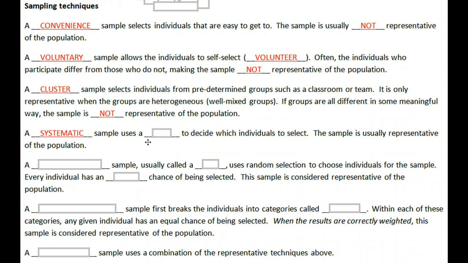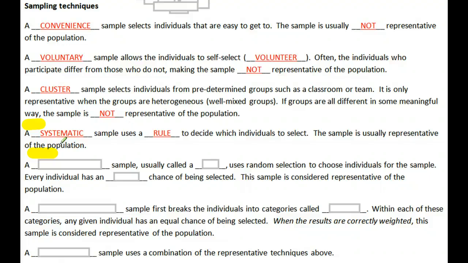Next one is a systematic sample, and it uses a rule to determine which individuals to select. This sample is usually representative of the population. Now we're starting to get into some of the better techniques. A systematic sample here, when it says it uses a rule, basically what it does most of the time is it counts every, let's say, 7th person that walks by, or every 12th person that signs up on the sheet, or something like that. It's some predetermined rule that keeps track of every so many people it's going to pick.